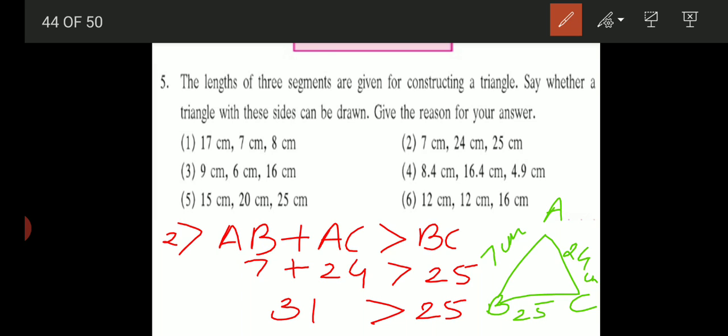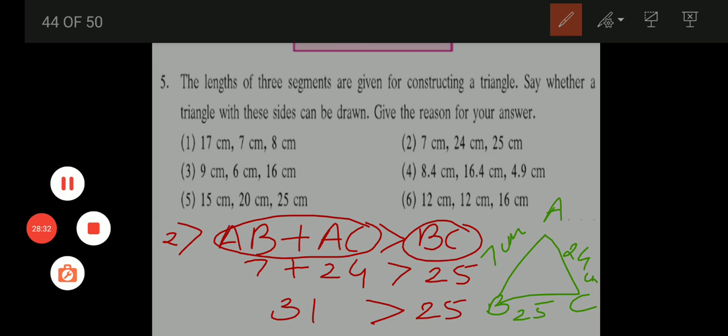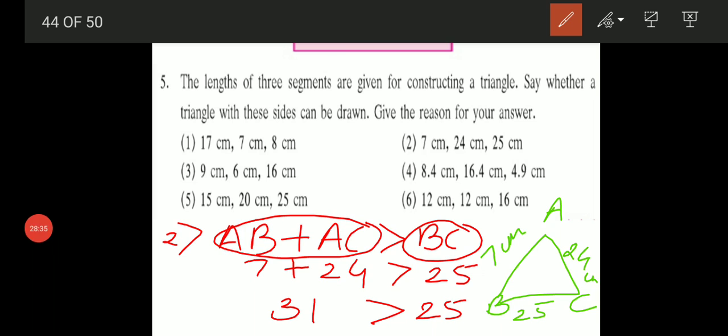You have fulfilled the property of the triangle wherein the sum of the length measures of any two sides of the triangle is greater than the third side. So here you can see AB plus AC is equal to 31, which is greater than the third side value, that is 25. So here you can finally state that this second measurement value is the correct one, because with the help of these values you are able to construct a proper triangle.